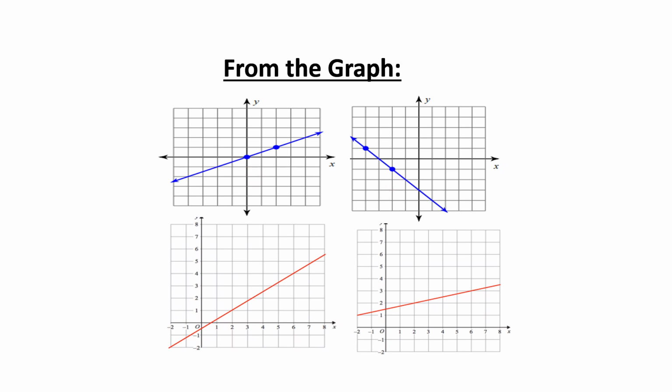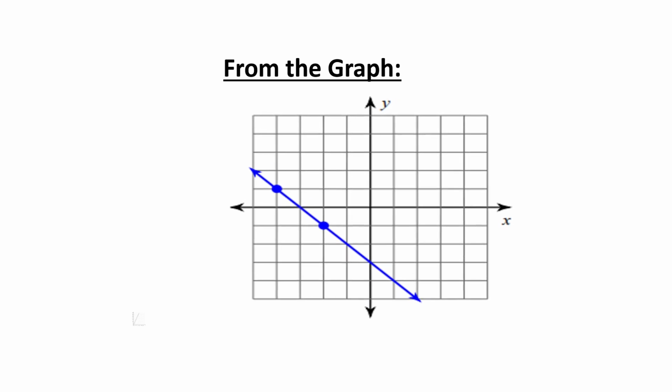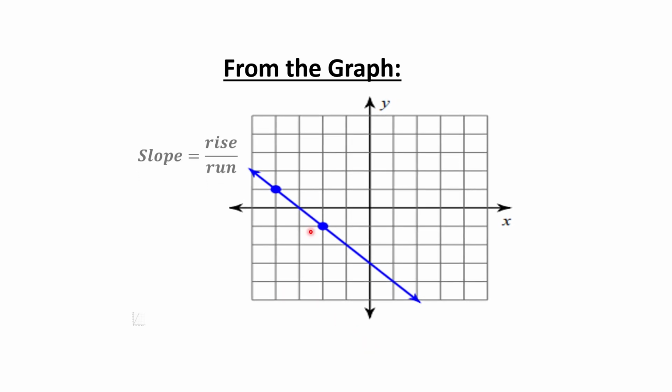Let's do this. Again, the gradient is rise over run. From this point to this point, how do we go? We go down 2 and we run 2. When you go down, it's negative because you didn't rise, you went down. So it's -2/2, which is just -1.